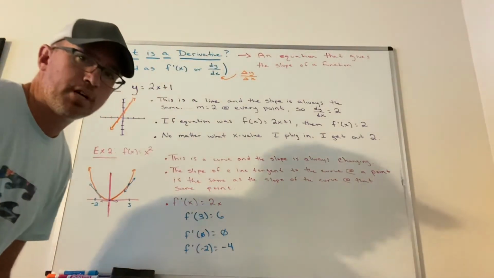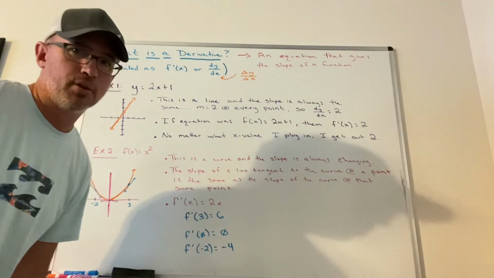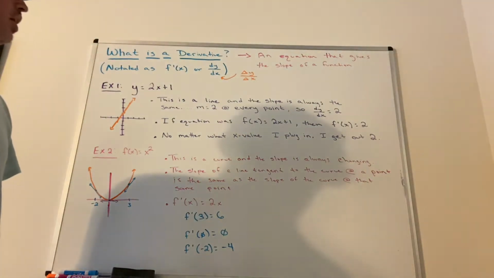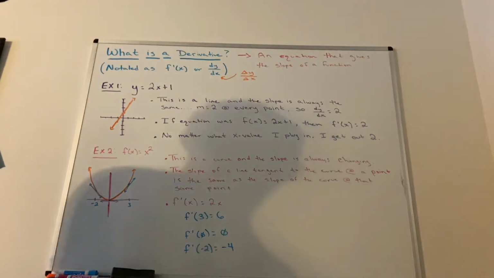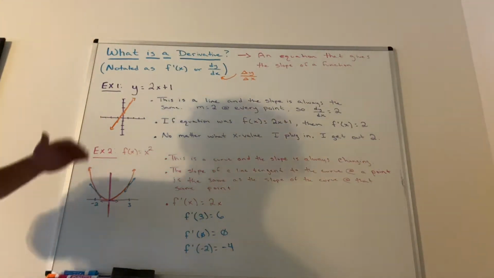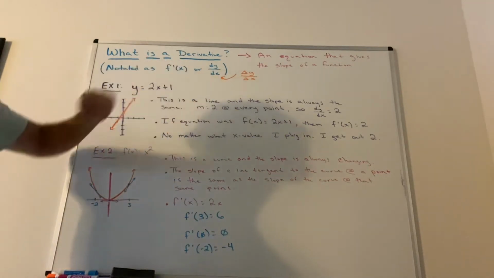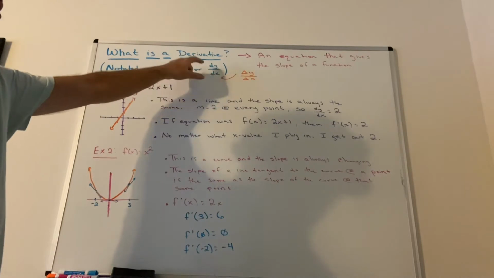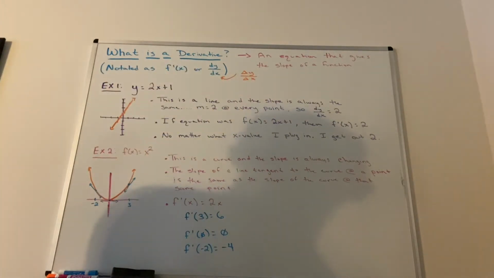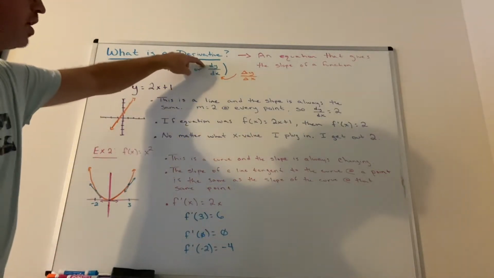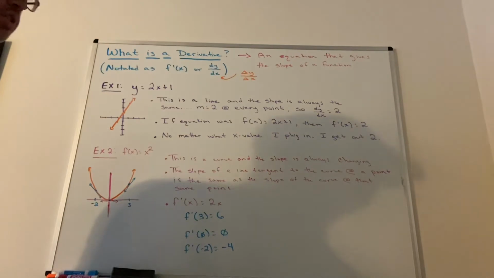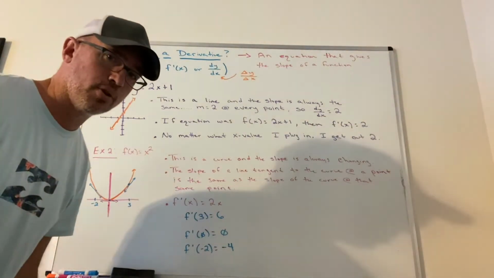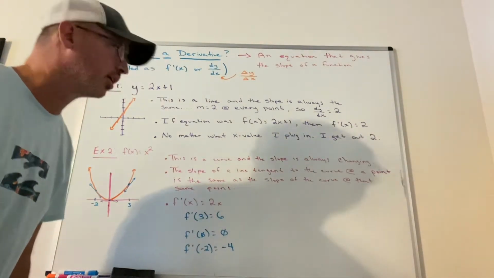All right, guys, I'm going to make a real quick video on what a derivative is. It's an equation that gives the slope of a function. Sometimes that's notated as f prime of x, and sometimes it's notated as dy/dx. And that d just stands for delta, a Greek symbol that means change. So this really just says the change in y over the change in x, which just means rise over run. Nothing new there, really.